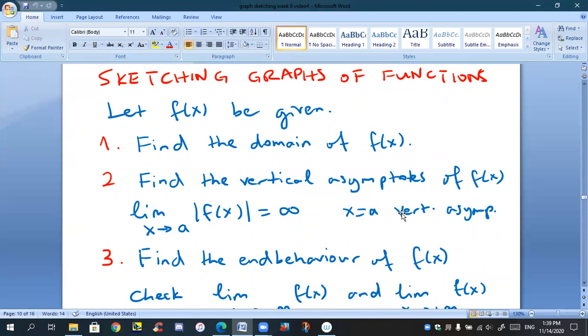What do we do? We do these 8 things. One of them is we find the domain of the function.